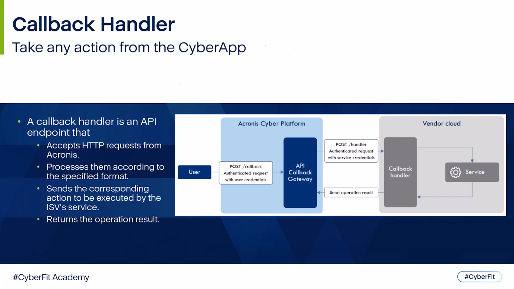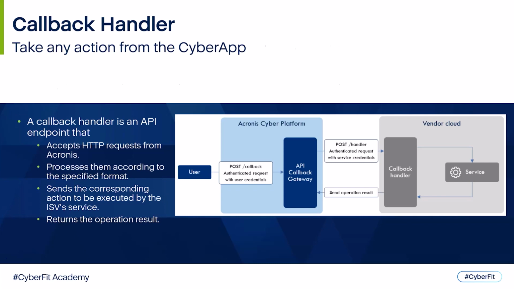The diagram shows a simplified flow, where a user sends an HTTP request from Acronis cyber platform to the third-party service, via the CyberApp using callbacks. On the Acronis side, API callback gateway receives HTTP requests from a user, and sends them to the third-party URL, a callback handler, in a specific format. On the third-party system side, a callback handler receives HTTP requests from Acronis and responds in a specific format.